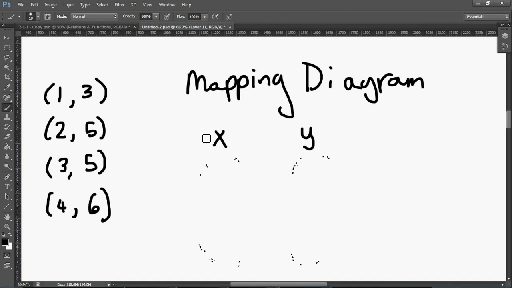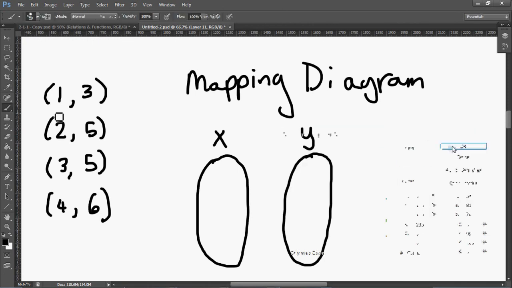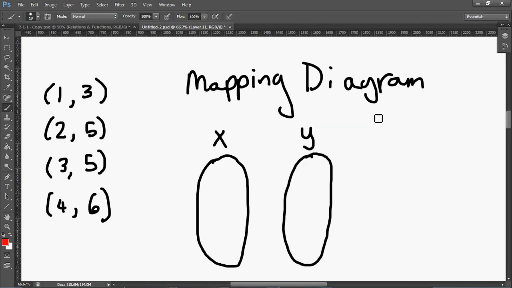So remember when we did the table, we took all the x's and put them under x. We took all the y's and put them under y. And we're going to do the same thing here, except with one major difference. And the major difference is when you're drawing a mapping diagram, you have to ignore the repeats. And that's the one rule of a mapping diagram. So let's do this example and you'll understand a little better.